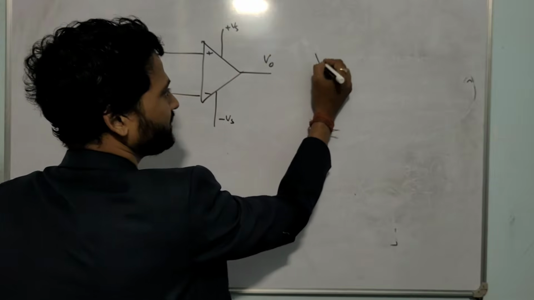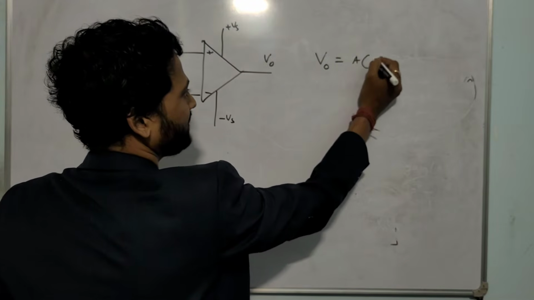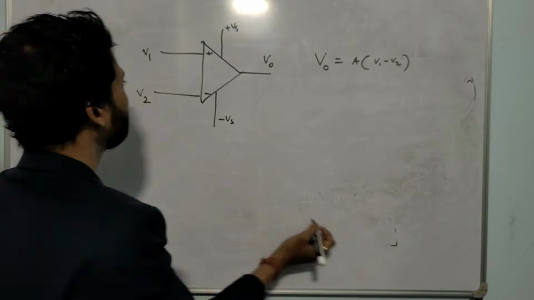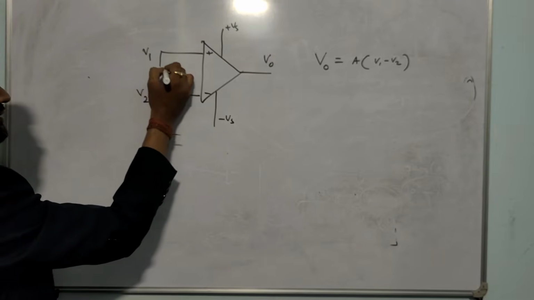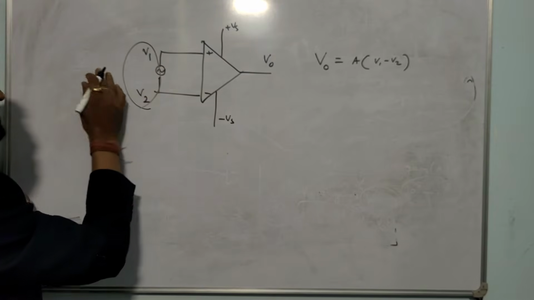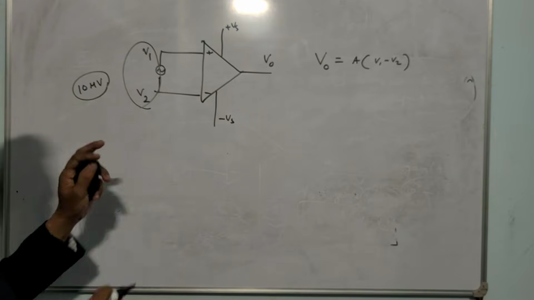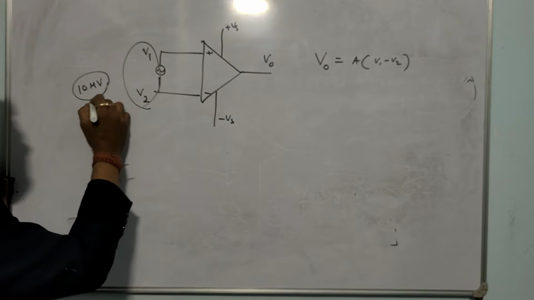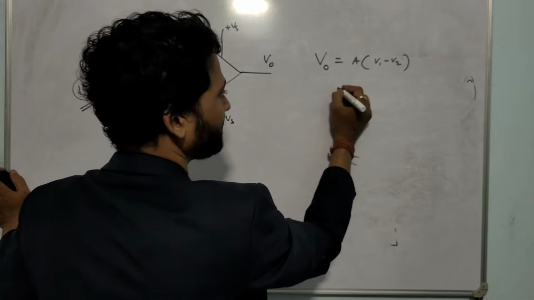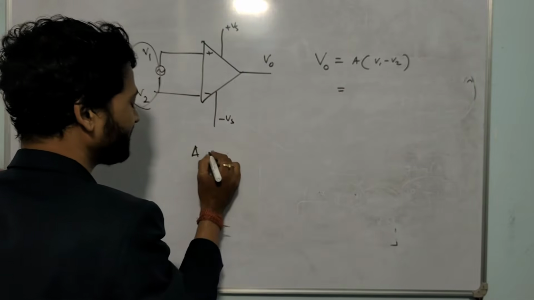ठीक है. सो V आउटपुट क्या है? मैंने क्या बोला था? गेन इनटू V1 माइनस V2. अगर ये इनपुट सप्लाई, लेट इनपुट वोल्टेज इज 10 माइक्रोवोल्ट. कितना है? 10 माइक्रोवोल्ट. लेट डिफरेंस इन दिस टू वोल्टेज इज 10 माइक्रोवोल्ट. व्हाट इज आउटपुट वोल्टेज? जैसे मैंने बोला था, व्हाट इज द रेंज ऑफ A?